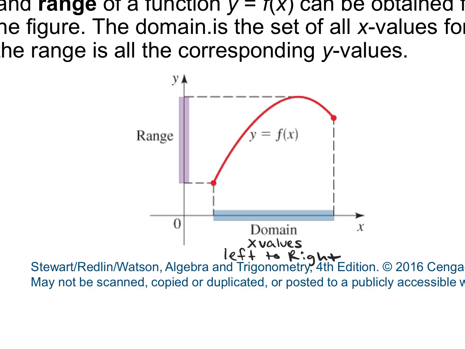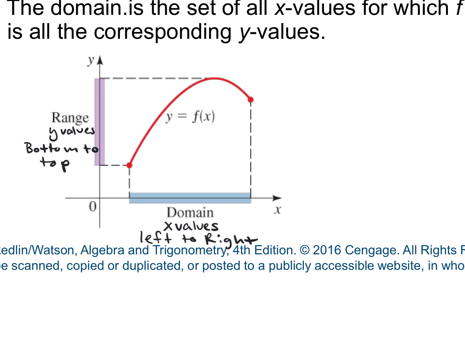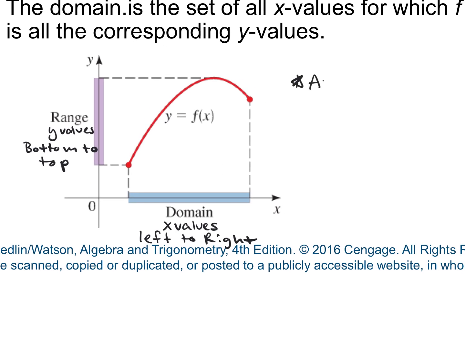Our range, we talk about the y values. So we always go from smallest to largest. So for the y values, we go from the bottom to the top. So domain and range is always smallest to largest.